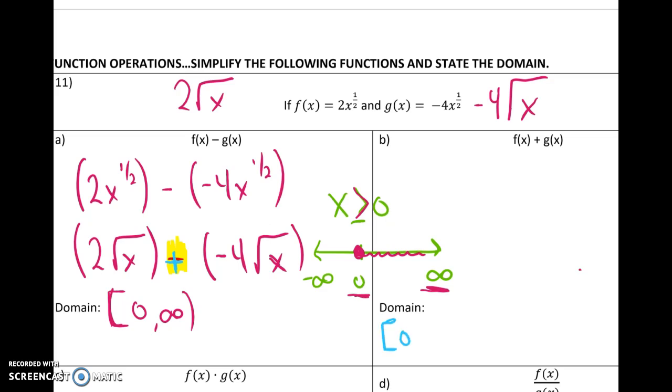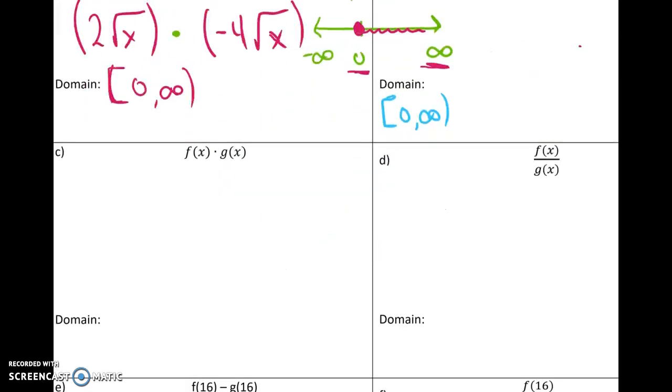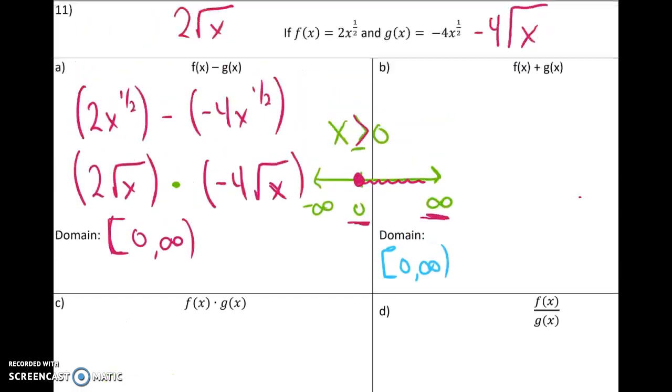So I'm going to go ahead and over here put the same thing. Or if I take what's there and make it a times sign, I'm still having that same domain issue. So for A, B, and C, I'm going to have this domain issue of 0 to infinity. Now it's going to be a little bit different on D because of the fraction, and we'll get to that in just a second. So let's finish up with A.